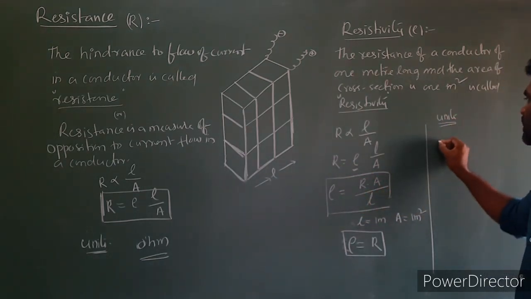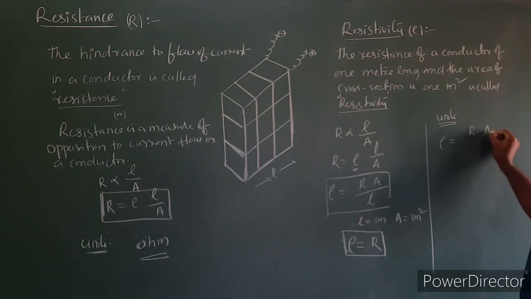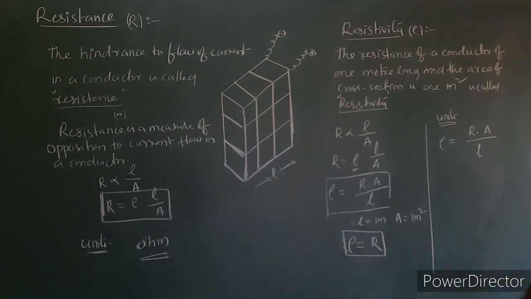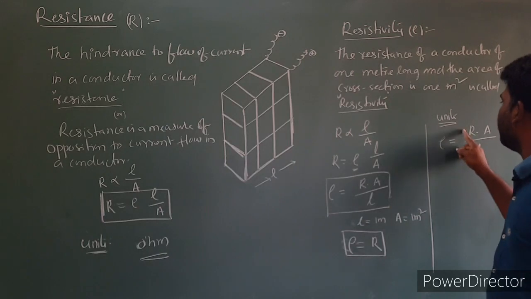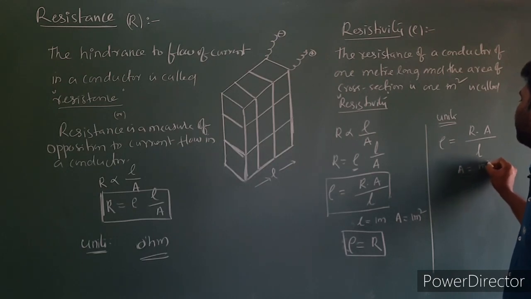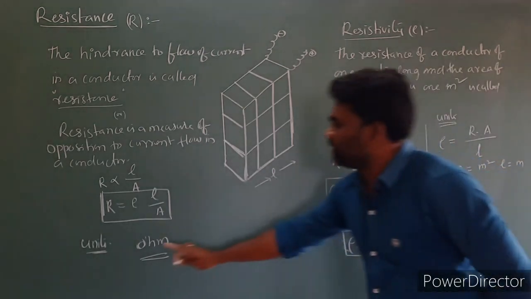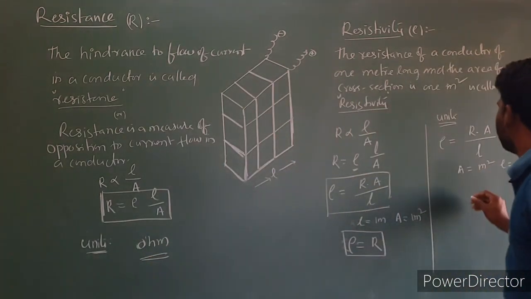So take this formula, rho is equal to R into A by L. Here A is taken in meter square and L in meter, and R is in ohm.